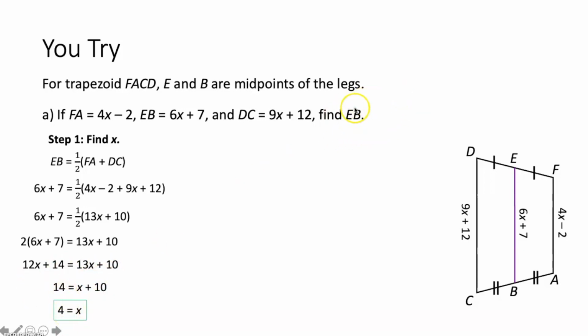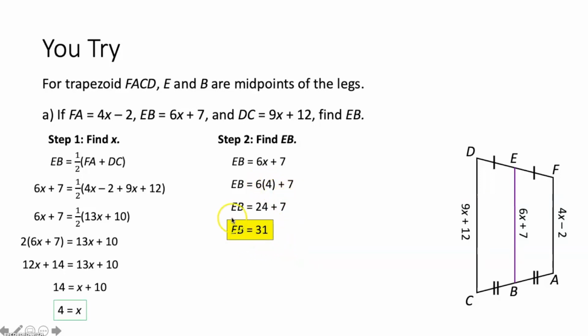I want the measure of segment EB. We know the measure of segment EB is 6x plus 7. So all I have to do is take what I found x to be, 4, plug it in up here for x in the measure of segment EB, and then simplify. 6 times 4 is going to give me 24, plus 7 is going to give me 31. So the measure of segment EB then would be 31.